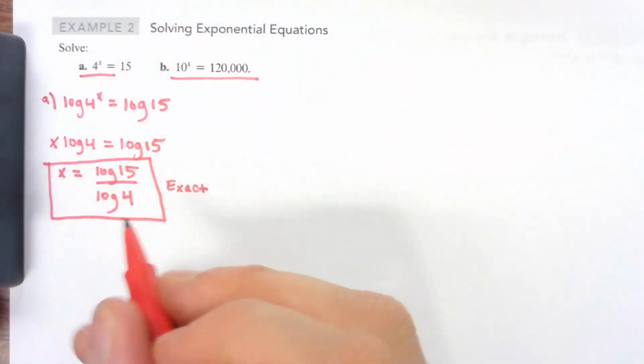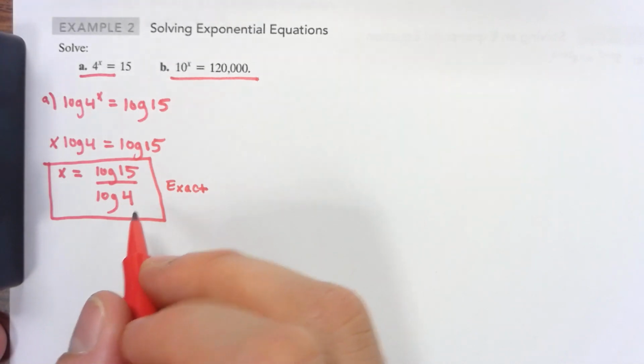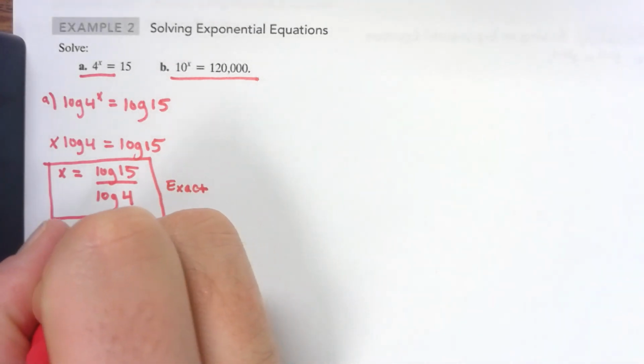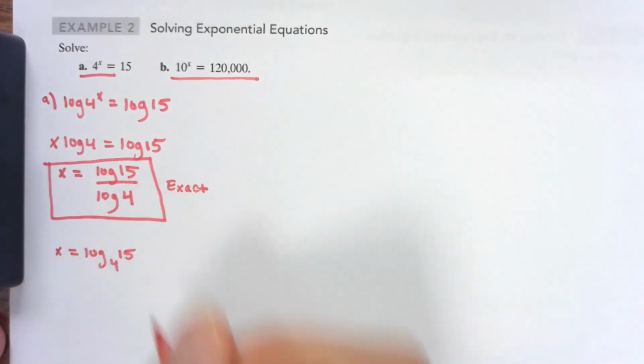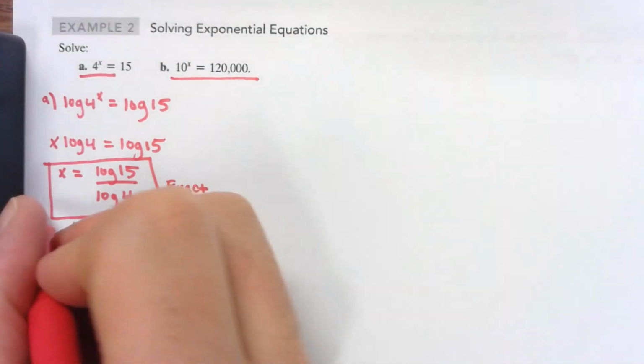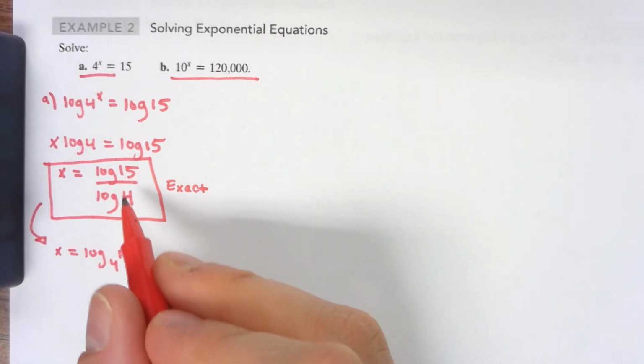Now, I want us to recognize that this is the change of base formula. So log 15 divided by log of 4 is actually equivalent to log base 4 of 15. Now, you do not need to make this connection here. Okay, we have the answer. We can type that into the calculator. We've done this problem. I just want us to see where some of these other properties are coming from. So this is, again, just that change of base property.